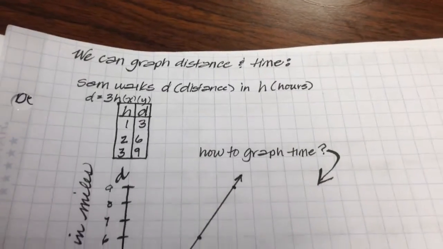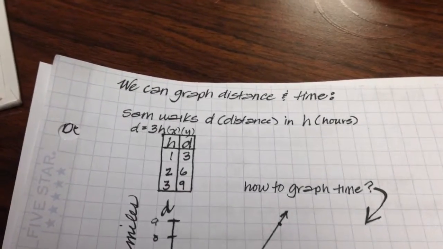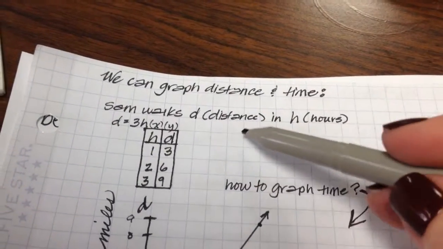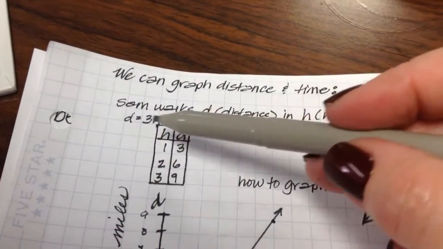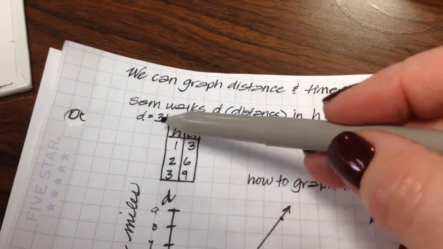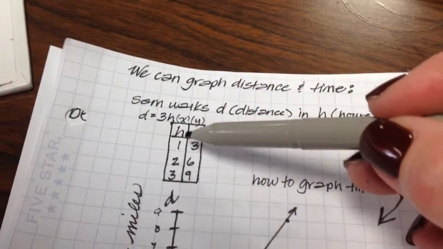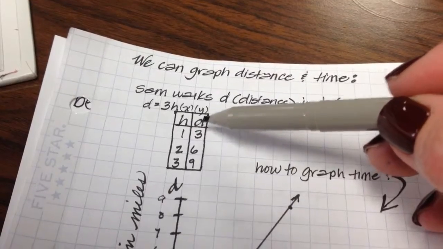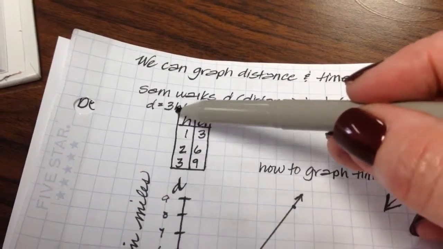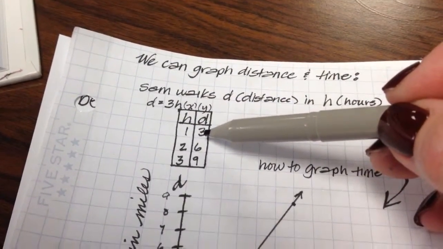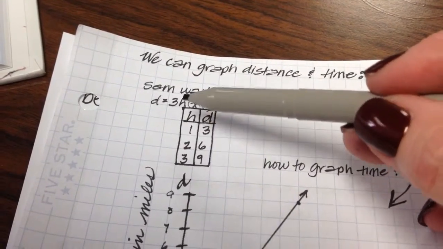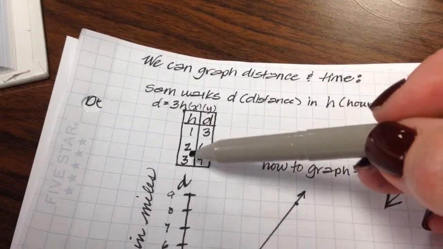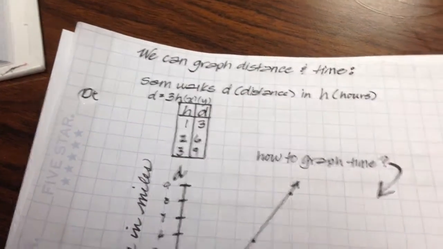Oh boy, we can graph distance and time. Here's an example. Sam walks a distance in how many hours? All right, so it tells us that the distance is going to equal 3 times the hours. So the h is going to be the x, the y is going to be the d. So every 1 hour, he walks 3 miles. Now, if he has 2 hours, 2 times 3 would be 6. 3 times 3 would be 9, right?